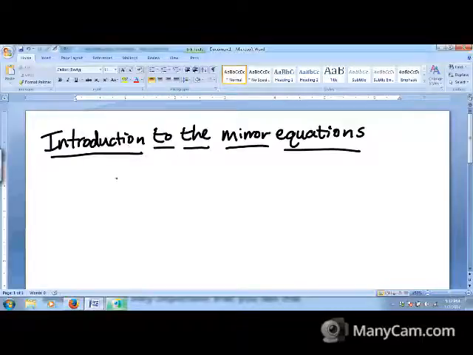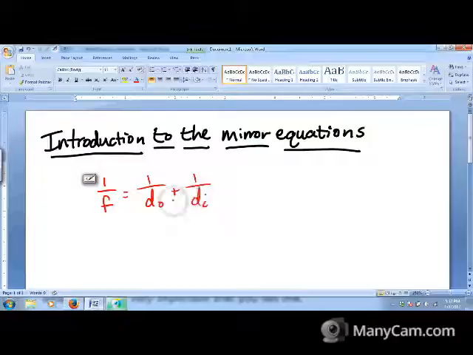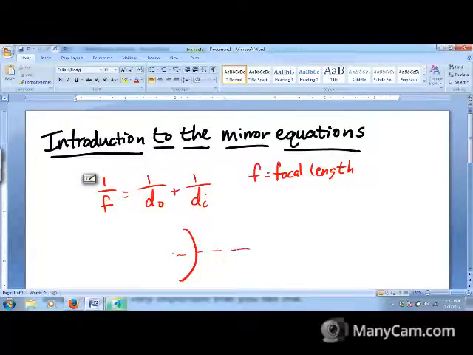So the first equation relates the focal length and the distances of the object and image, and it looks something like this. 1 over f equals 1 over d_o plus 1 over d_i. And in this equation, f represents the focal length. Okay, so in a concave mirror, remember there's a center and then halfway, so this distance right here is the radius. Half of the radius, this length is the focal length, so we call that f.